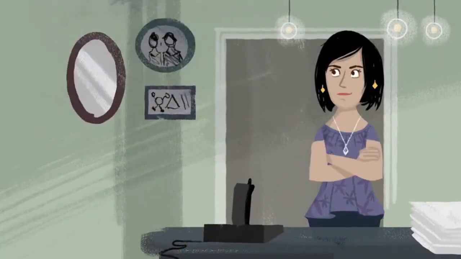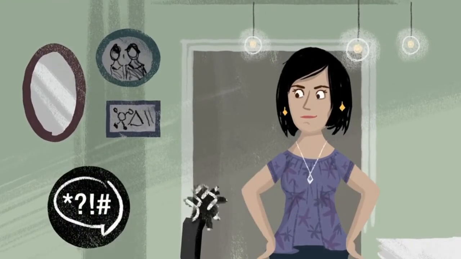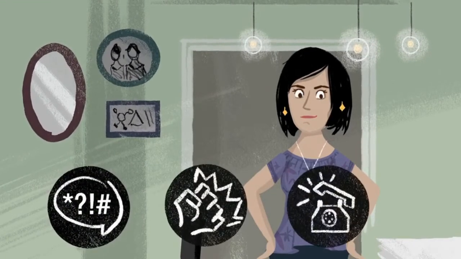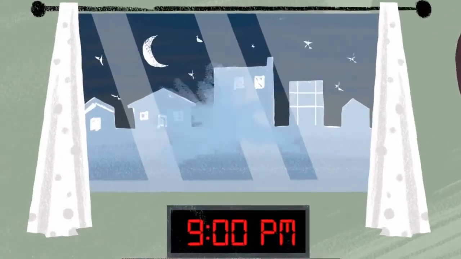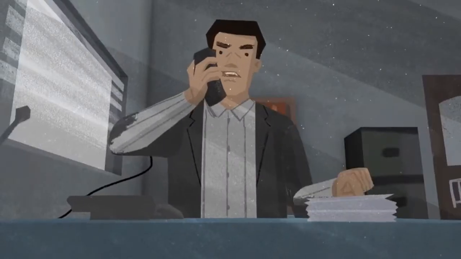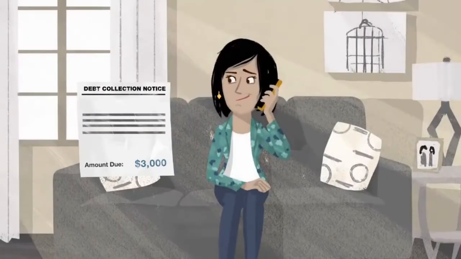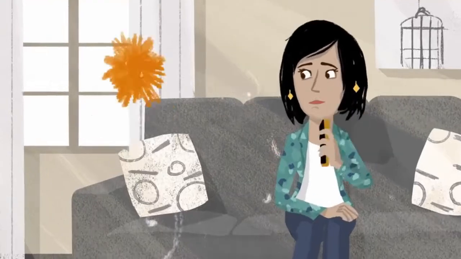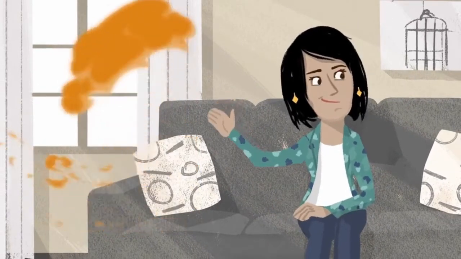You have the right to be treated fairly no matter what. That means debt collectors can't use abusive language, threaten violence, or harass you. Or call you before 8 in the morning or after 9 at night. They can't lie or pretend to be someone they're not. "I'm an attorney and will take legal action if you don't pay this debt right away." Or get you to pay a debt that doesn't even exist. They can't have you arrested or deported or tell anyone about your debt.